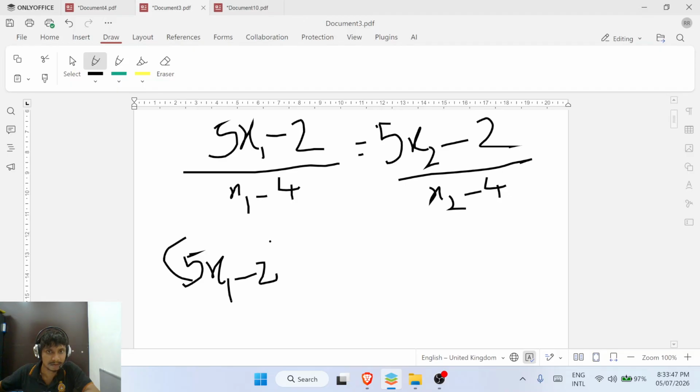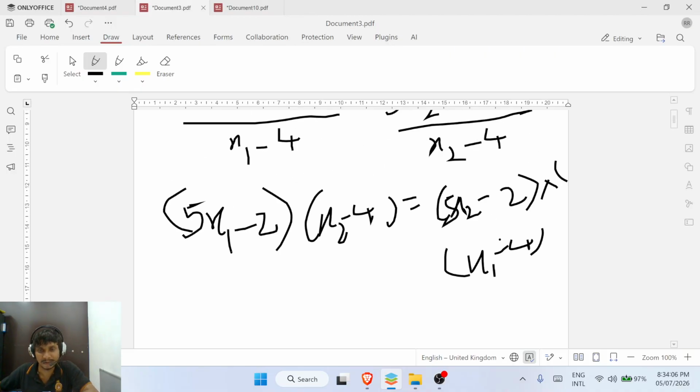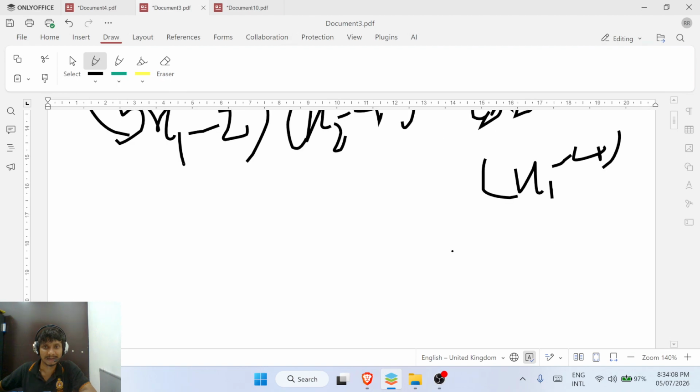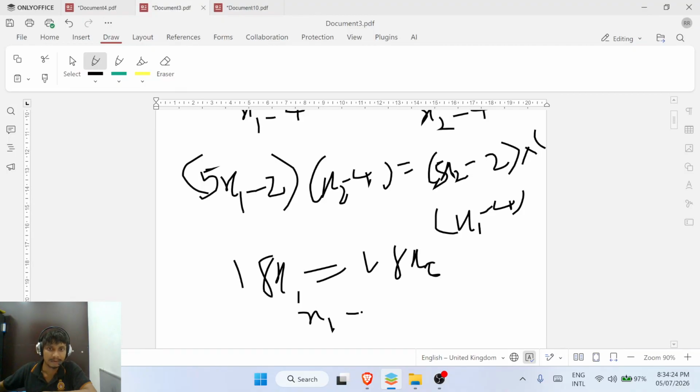5x1 minus 2 times x2 minus 4 is equal to 5x2 minus 2 times x1 minus 4. Please write in the same line. I don't have enough space, that's why I write here. It's not beautiful. If you calculate this, you will finally get that 18x1 is equal to 18x2. Therefore, x1 is equal to x2.